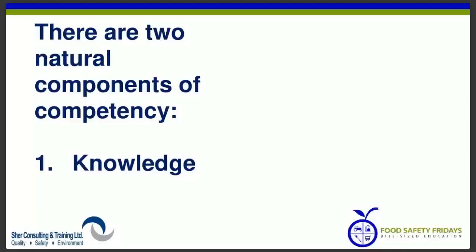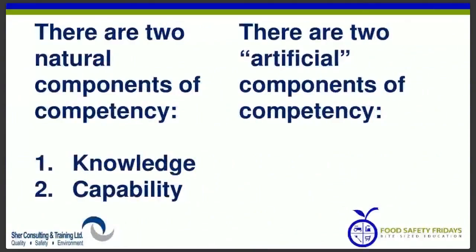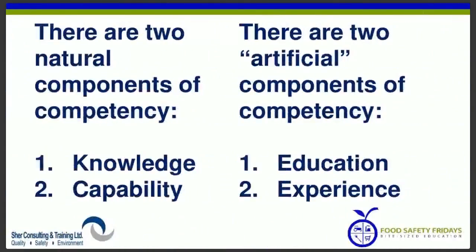We must add onto that the additional component of capability. When the dictionary says that competence is the ability, ability includes knowledge and capability, and for some tasks, it's not enough to know, you have to be able to. We're going to go back to that later on, so hang on to that concept. Now, when we talk about competency, we also often add artificial components. I call them artificial because they are not naturally born into the human being, but we've added them, and that is education and experience.